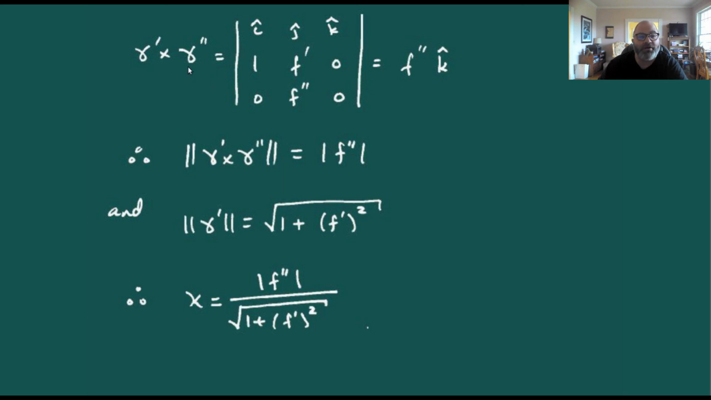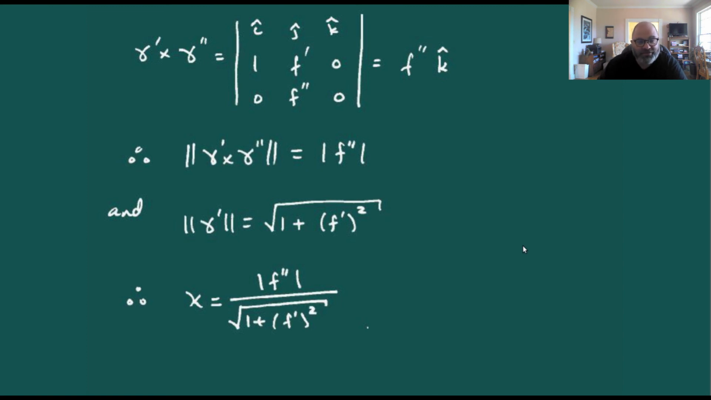So we take our cross product of the first derivative and second derivative, and end up with the second derivative in the z direction. Since we're only in 2 dimensions, we just imagine that we're in the xy plane, and so our z components are just going to be 0. We take the norm of that, we get the absolute value of the second derivative. The norm of the first derivative is just the square root of 1 plus f prime squared. And so our expression for kappa, our curvature, in that case is the absolute value of the second derivative divided by the square root of 1 plus the square of the first derivative.